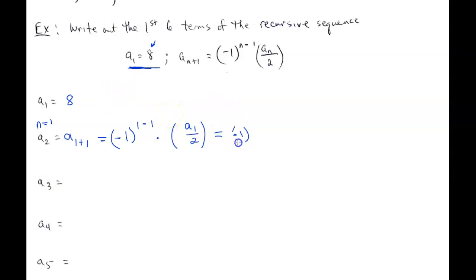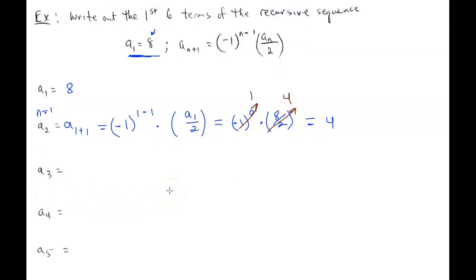So here we have -1 raised to the 0 times 8 divided by 2. And of course, here we know that anything raised to the 0 is just going to be 1 itself. And 8 divided by 2 is just going to be 4. So our final answer here ends up being a positive 4. Okay. And so now from there, the rest of these are going to be relatively easy to calculate.